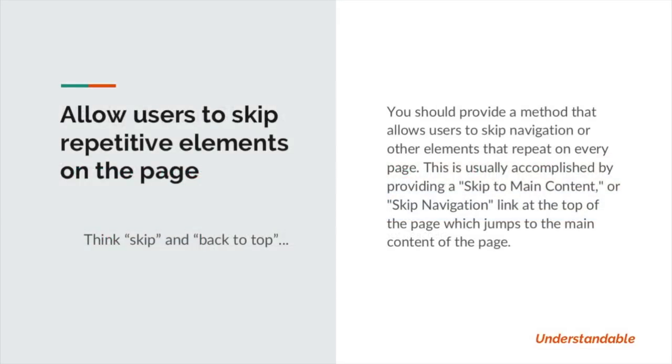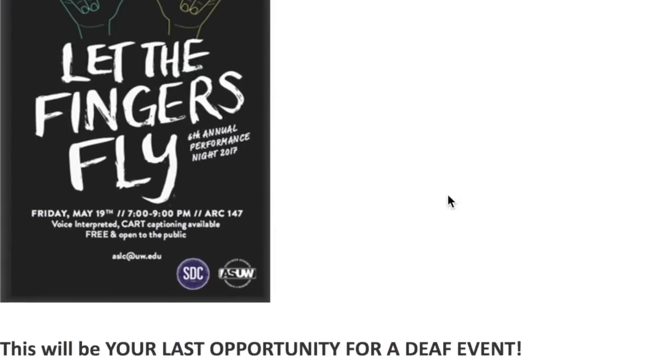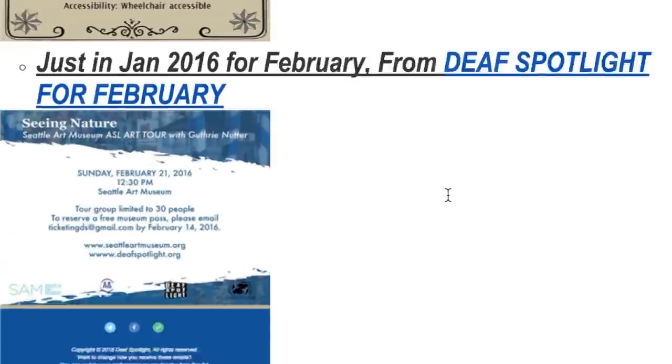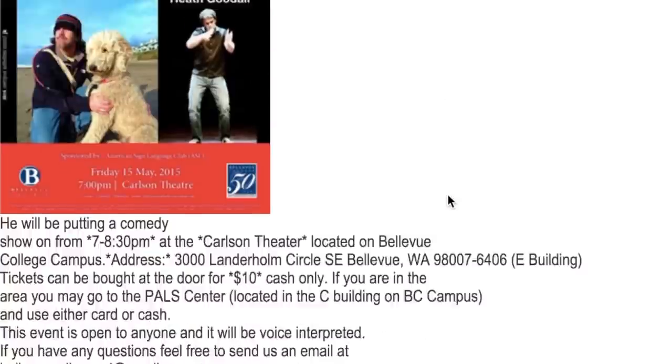We should always provide a method that allows users to skip navigation or other elements that repeat or might be irrelevant to them on a page. This is usually accomplished by providing a "skip to main content" or "skip navigation" link at the top of the page, which jumps to the main content of the page. Whenever possible, use navigational links or edit your content to prevent long pages of scrolling content.